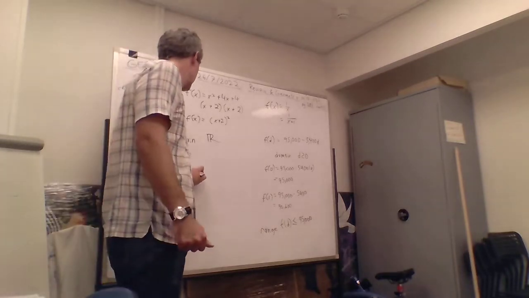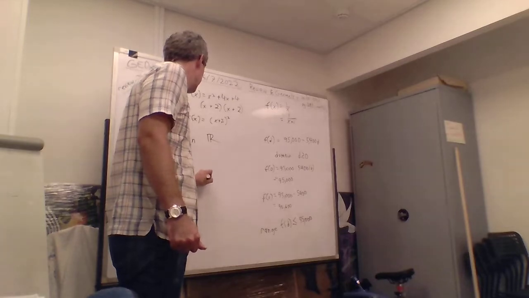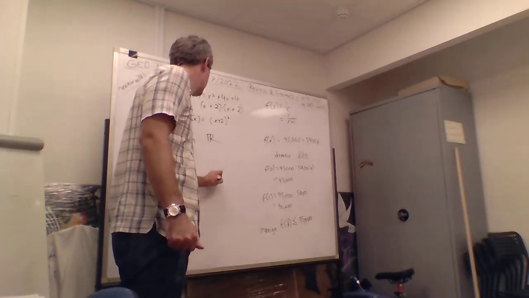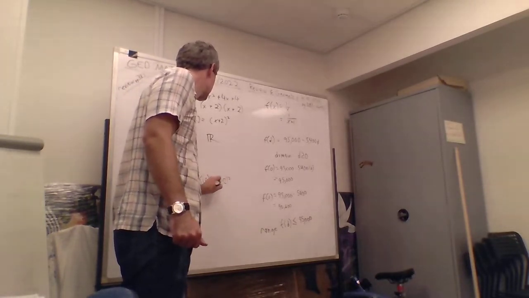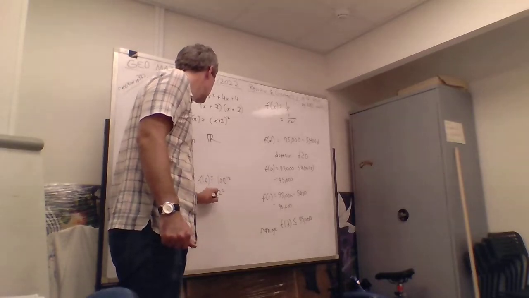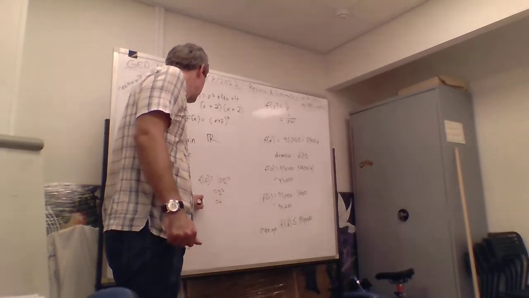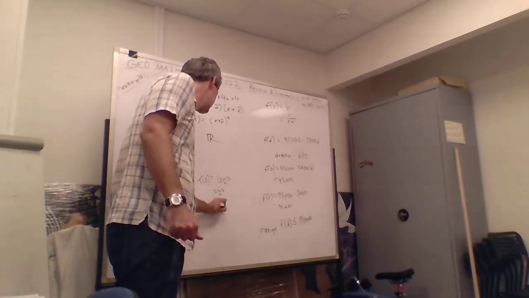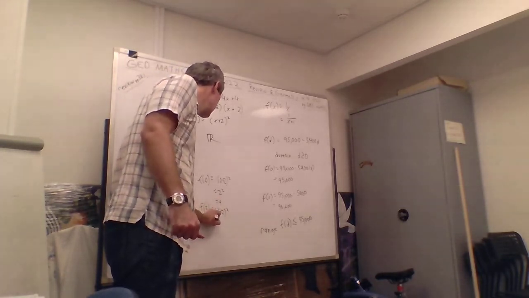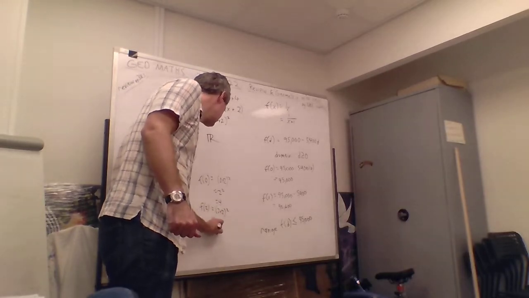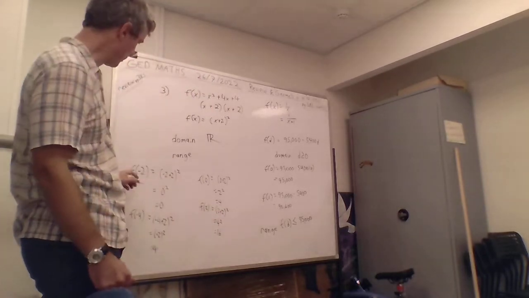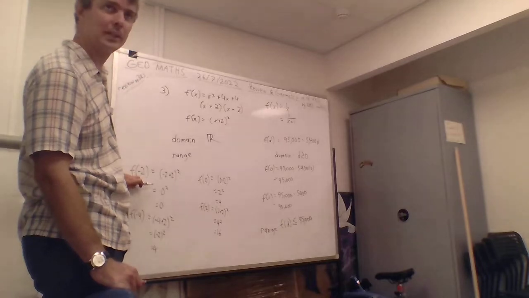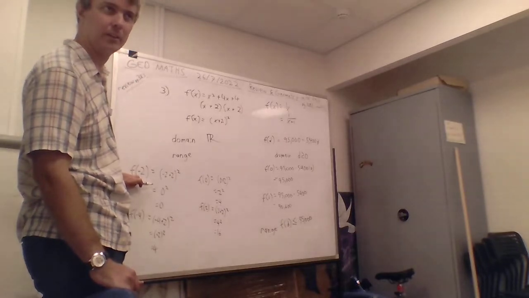Let's try the other way around. f of 0, start with that. That equals 0 plus 2 squared, which equals 2 squared equals 4. f of 2 equals 2 plus 2 squared equals 4 squared equals 16. So you see here, it looks like the smallest we can get is 0.